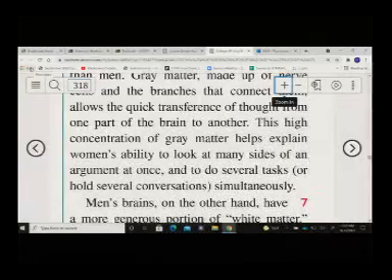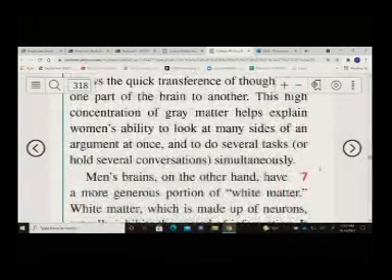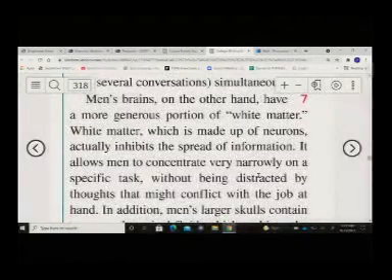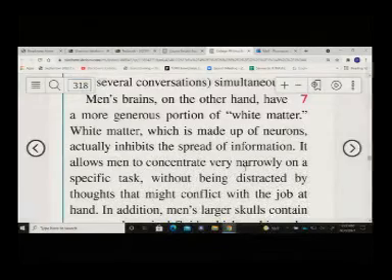Okay. Men's brains, on the other hand, have a more generous portion of white matter. White matter, which is made up of neurons, actually inhibits the spread of information. It allows men to concentrate very narrowly on a specific task without being distracted by thoughts that might conflict with the job at hand.